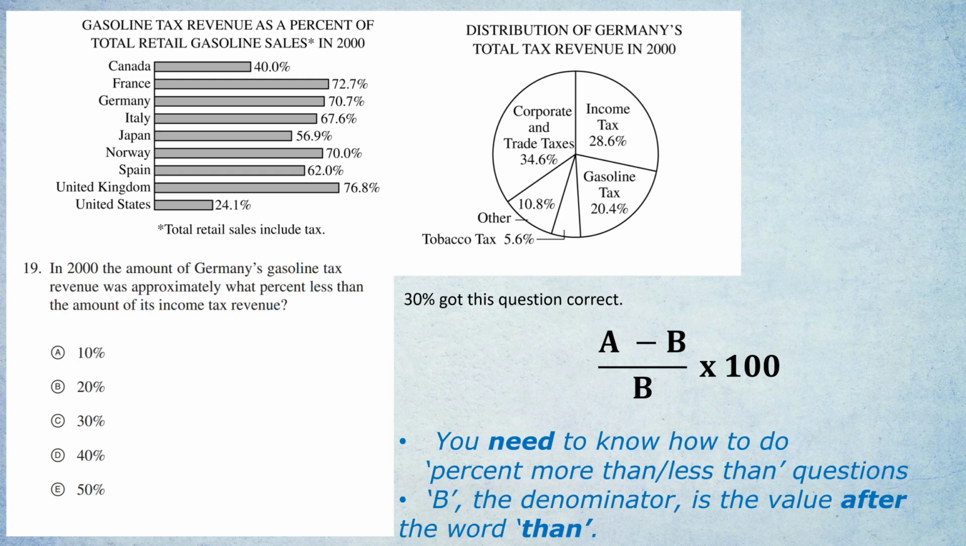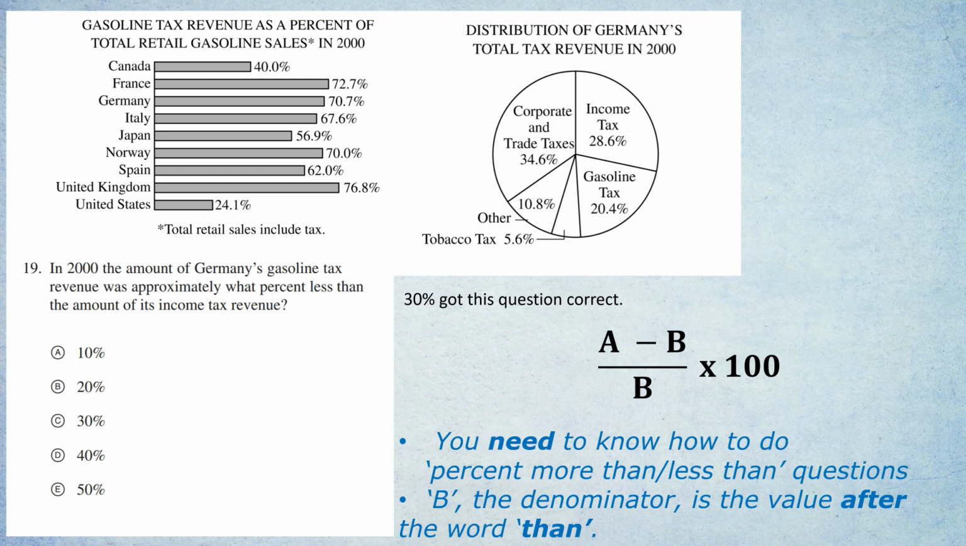Only 30% of students got this question correct. So the 70% either had run out of time by not using shortcuts, or they just didn't know this percent more than or percent less than formula.